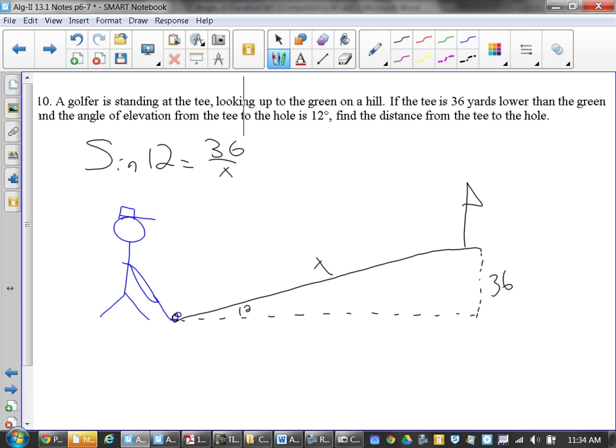Now in this case, when your variable's in the denominator, remember the shortcut? Switch them. So x will equal 36 over the sine of 12. I think that's like 173 and change. It's a strong 7 iron. It's a par 3.